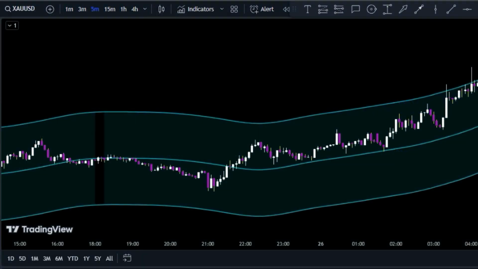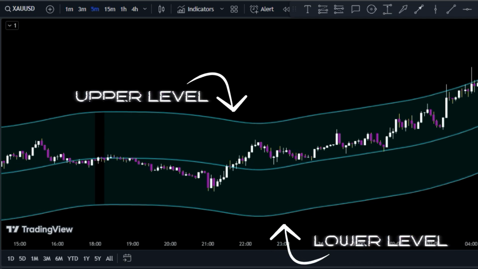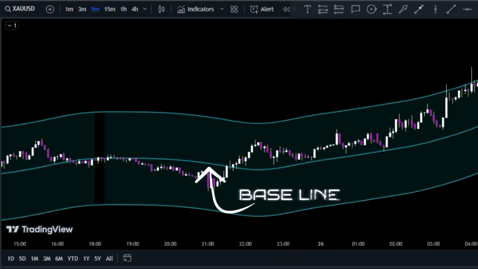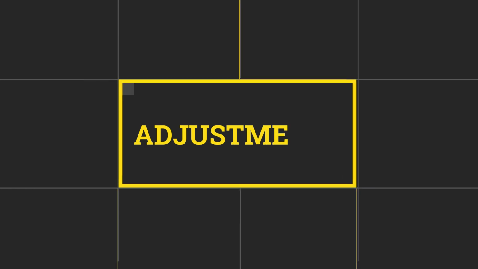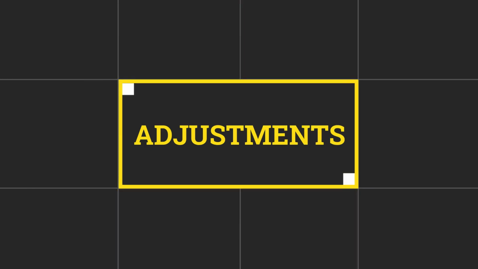The Envelope Multi-Type indicator displays upper and lower envelopes around a basic line, which is essentially a type of moving average. These envelopes are set a certain percentage away from the basic line, helping you visualize potential support and resistance levels. Now that the indicator is on your chart, you can fine-tune the settings to match the optimized configuration we've discovered.